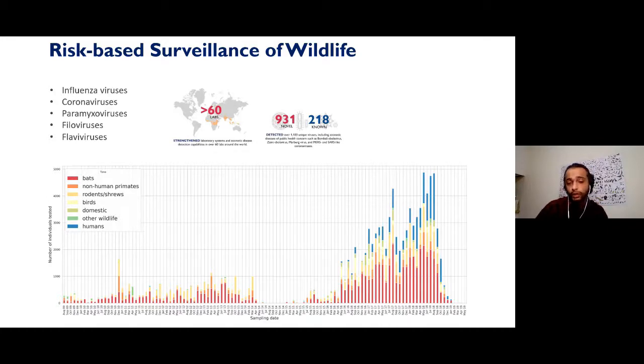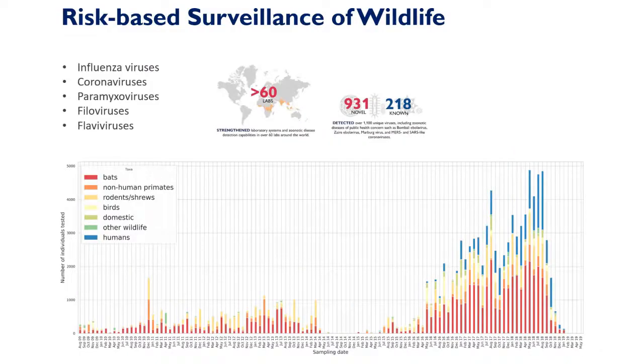So as I was talking about the surveillance that we are conducting, this graph shows the whole effort that we have been doing. We have tested more than 100,000 animals, wild animals all across the world. And most of them were, as you can see here, bats, because we know that bats carry more viruses, then non-human primates, of course, because they are very closely associated with us, and rodents, because rodents are also another taxa that tend to have quite a lot of viruses. We live very closely with rodents. Of course, birds, domestic animals, and there was some other wildlife that we also sampled.